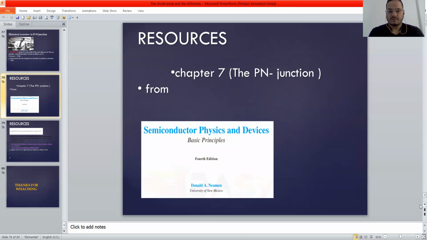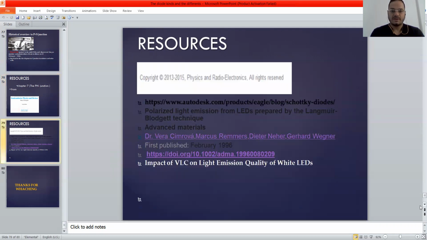The sources take some information from chapter 7, the p-n junction, from this source, Semiconductor Physics and Devices, by this author, and the other information was from different links, different websites from YouTube, Google, something like that.